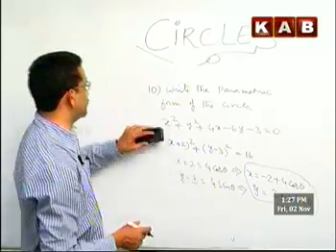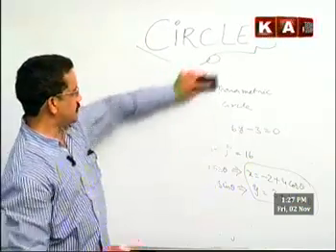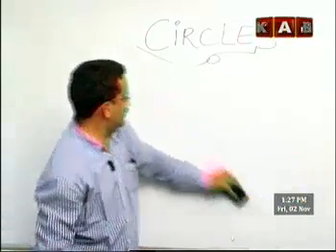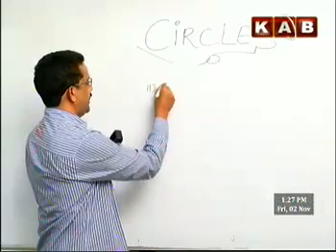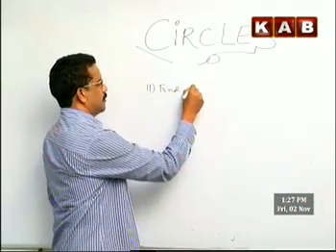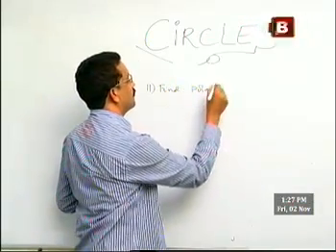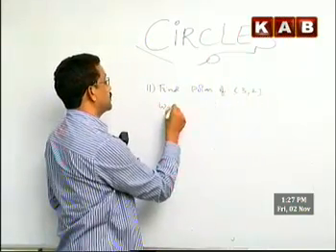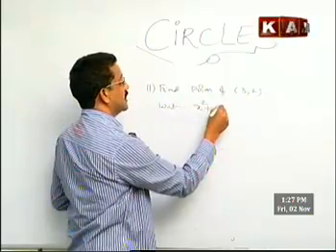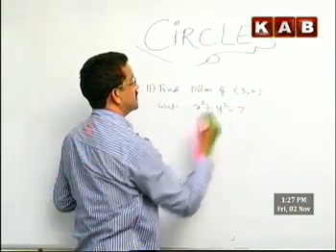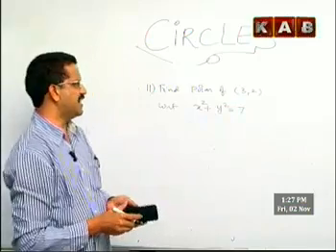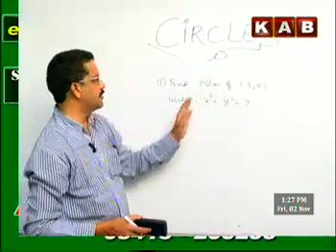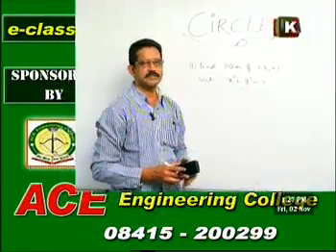Now let us go to 11th question. Find polar of (3, 2) with respect to the circle x square plus y square is equal to 7. My concept is I want the polar. Find polar of (3, 2) with respect to x square plus y square is equal to 7.